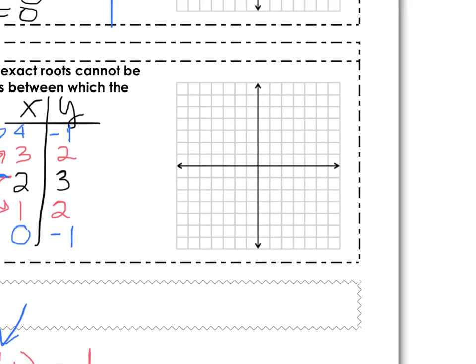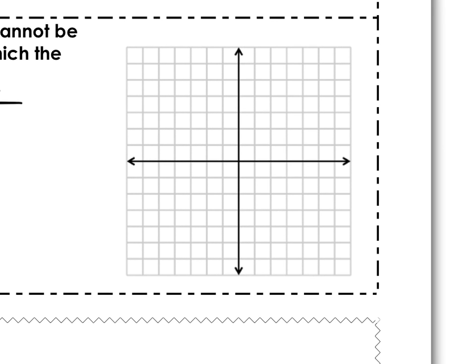Zoom in here. There we go. And now we plot our coordinates. So at 0, I'm at negative 1. At 1, I'm up at 2. Notice that I crossed over the x-axis between 0 and 1. At 2, I'm at 3. And then once again, I'm dropping down, 3 to 2, and 4 down to negative 1. Okay, there's my terribly drawn parabola.